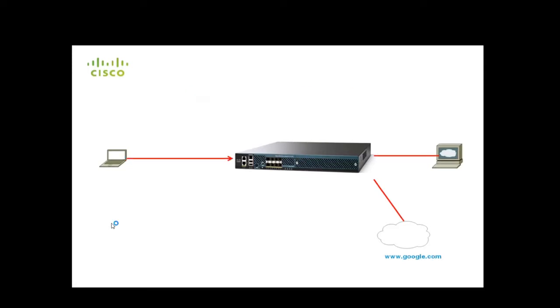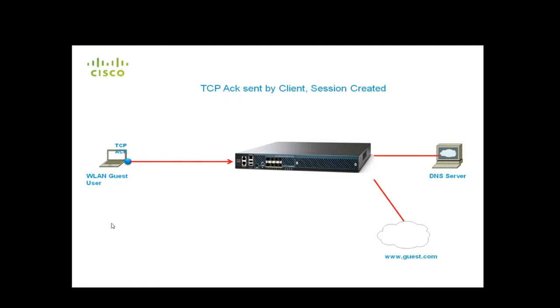Great. Now the client knows the IP address of guest.com and as a next step initiates a TCP connection by sending a TCP SYN packet destined to the IP address of guest.com. When this packet reaches the wireless LAN controller, the controller proxies for guest.com and sends back a TCP SYN-ACK packet to the client with the source address as the IP address of guest.com. The client completes a three-way handshake by sending an acknowledgement packet and the TCP connection is fully established.